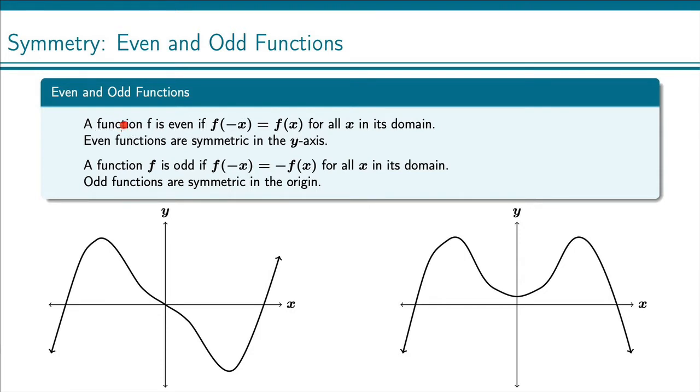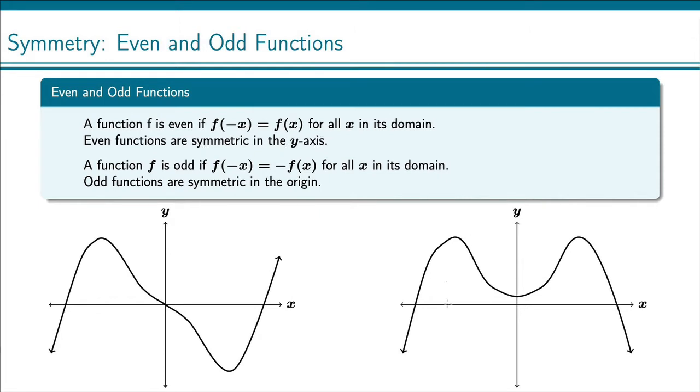We'll start with even. A function f we say is even if, now this is the algebraic interpretation or definition, f of negative x is equal to f of x for all x in its domain. Okay. Now, if you think about what this means, as far as function transformations, this is a reflection in the y-axis. And this says that a reflection in the y-axis doesn't change the function. That means that the even functions are symmetric in the y-axis.